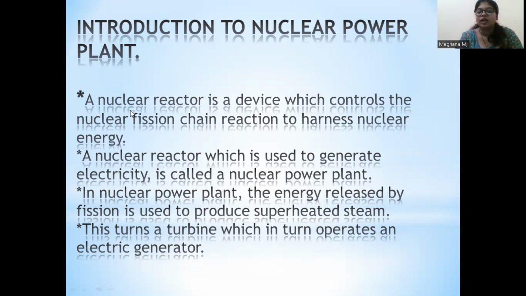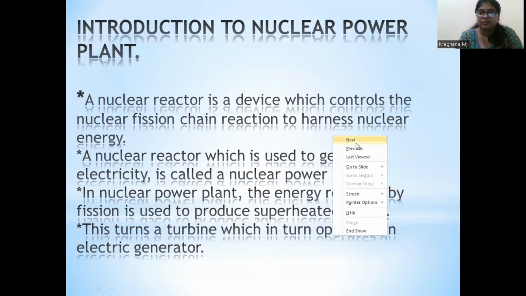A nuclear reactor is a device which controls the nuclear fission chain reaction to harness nuclear energy. A nuclear reactor which is used to generate electricity is called a nuclear power plant. In a nuclear power plant, the energy released by fission is used to produce superheated steam. This steam turns a turbine, which operates an electric generator.